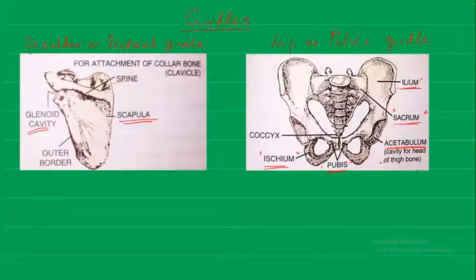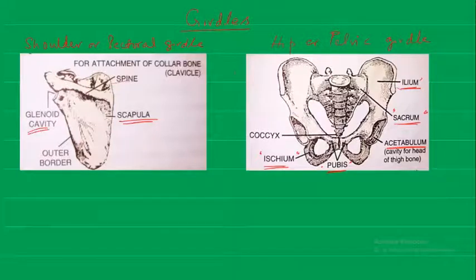The hip girdle not only gives support to the skeleton of the hind limb, but also protects and supports the abdominal organs. In this way, the shoulder or pectoral girdle and the hip or pelvic girdle, along with the bones of the limbs, form the appendicular skeleton.